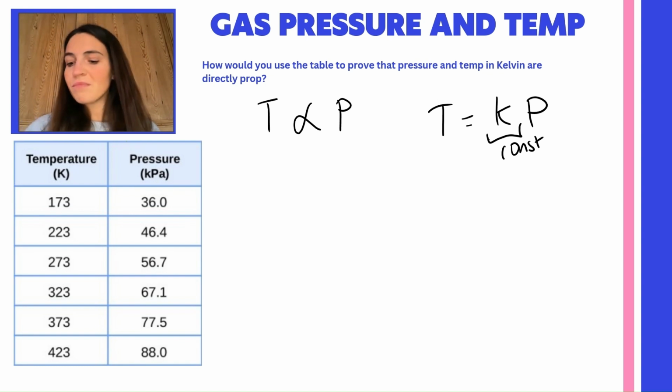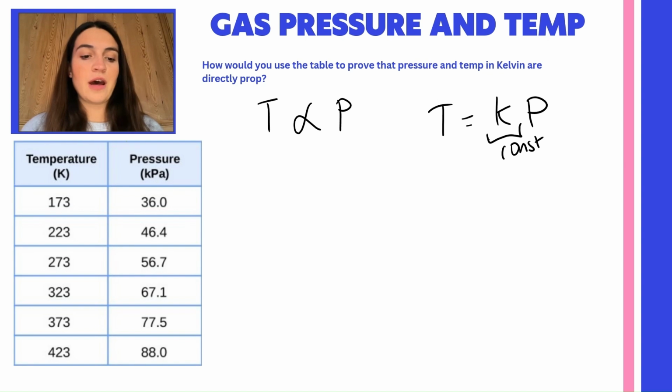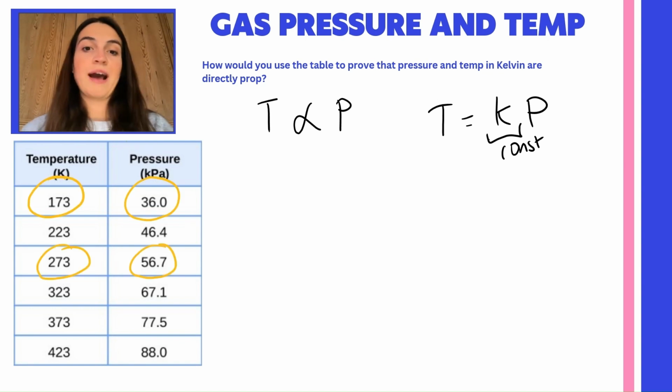So don't ignore in a question like this, when they've given you a table, they want you to actually use figures and numbers from the table. So I'm going to take two different rows of the table. I'm going to take this one and this one, just choosing those two rows randomly, and I'm going to write them out following this equation I've got here. So I'm going to assume that it's true. T is equal to K times P.